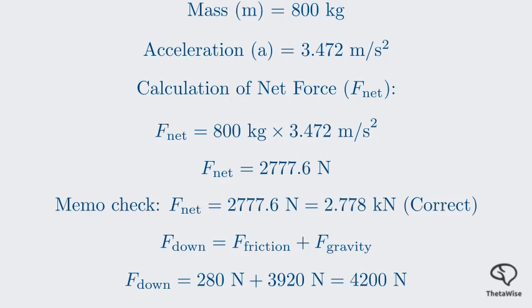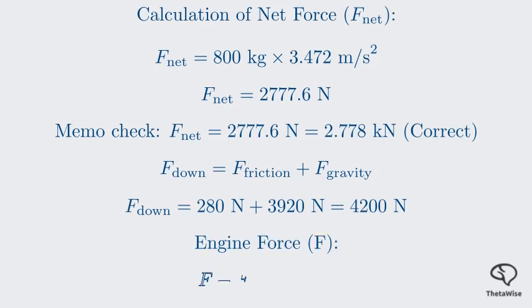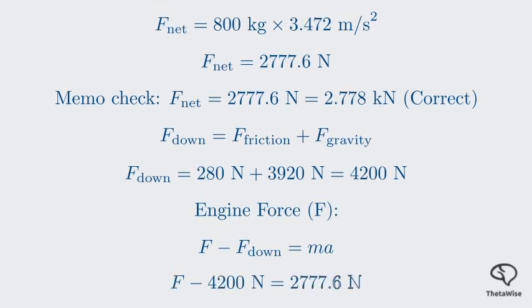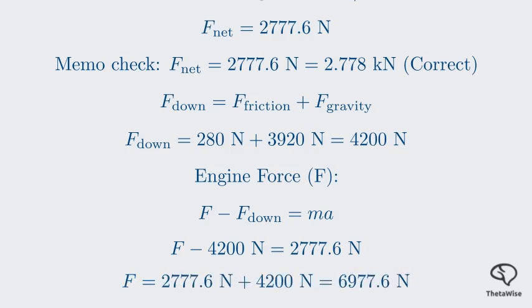Now let's use the memo's equation. F minus 4200 equals 2,777.6. Rearranging this, the engine force F is 4,200 plus 2,777.6, which is 6,977.6 newtons. The memo then states that the total force exerted on the car is this 6977.6 newtons. This is technically the force exerted by the engine, or the thrust, not the net or total force.